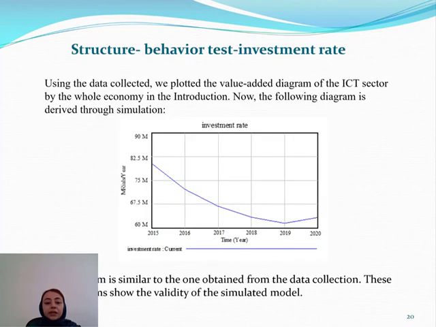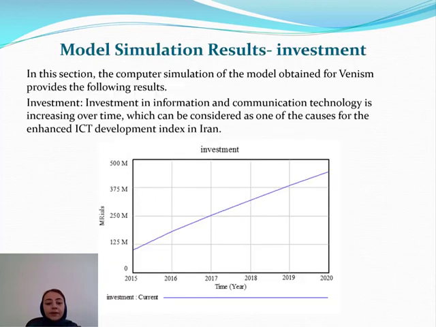The second diagram that we have here is about the investment rate, and as we plotted the value added diagram of the ICT sector in the whole economy in the introduction, we can see that this variable is exactly similar to the second figure that we have shown. These two diagrams show that our work is validated.